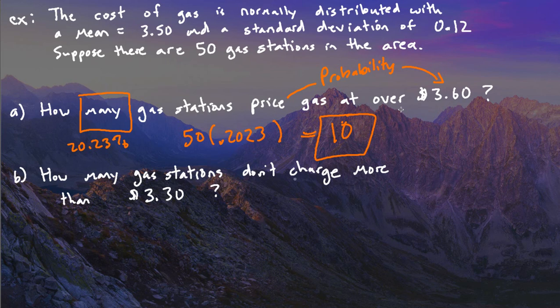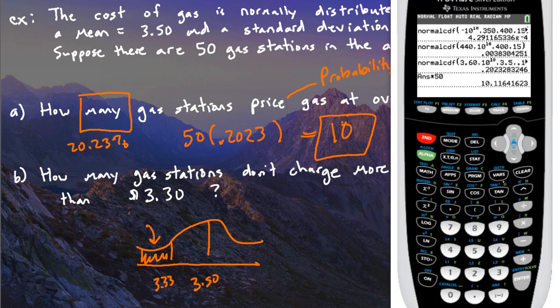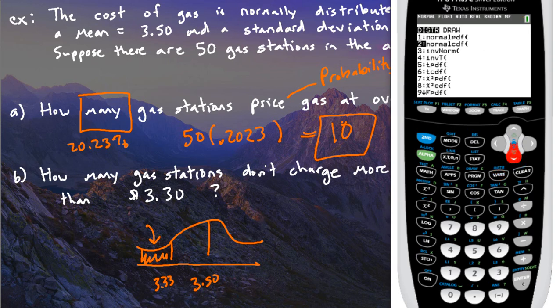But of course, we're interested in gas stations that don't charge more than $3.30. We want to save some money. So if we take a look at our distribution, what we're talking about here, here's our mean of 350, and here's our 330 or $3.30 about, and we're interested in these cheap gas stations down here. So we'll go to our distribution and go to normal CDF, and our lower bound is going to be negative 10 to the 10th. What does that mean? Well, they pay us. Not probable. But sure, we wouldn't argue with it.